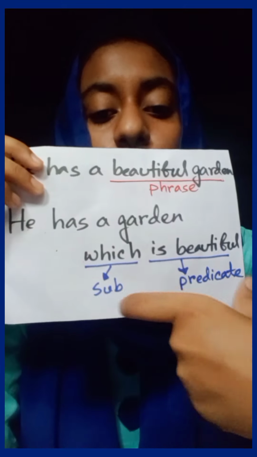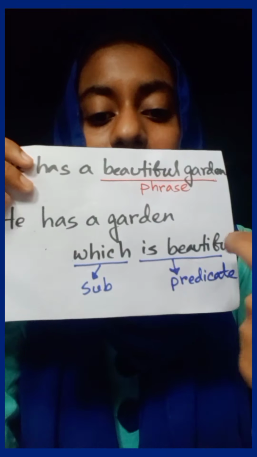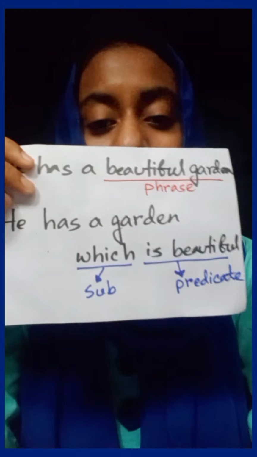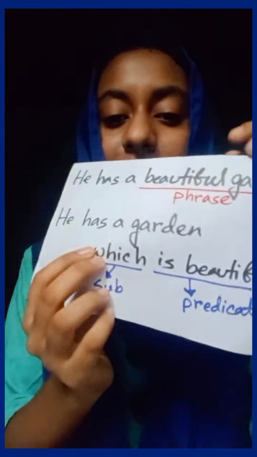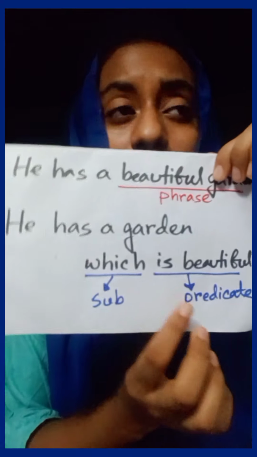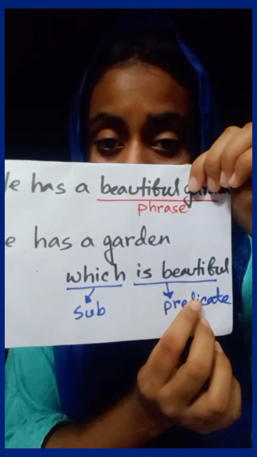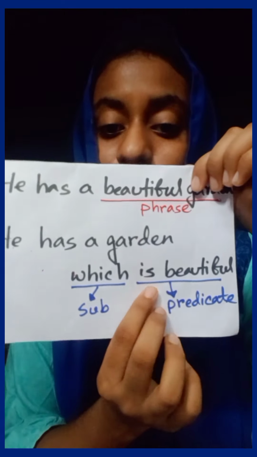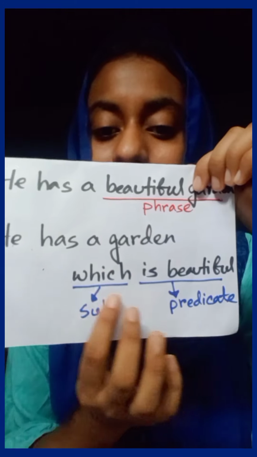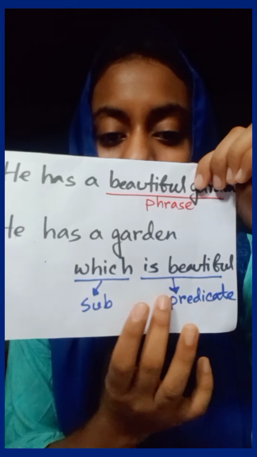So now this is known as a clause. Why? Because a clause is a part of a sentence that contains at least one verb and one subject. That means here we see one subject and the predicate, and the verb is always in the predicate part of the sentence. So is here, we can see it. So this is a clause, which is beautiful.